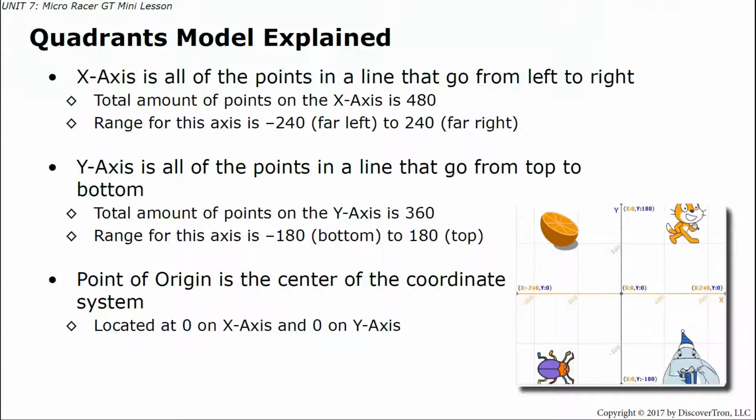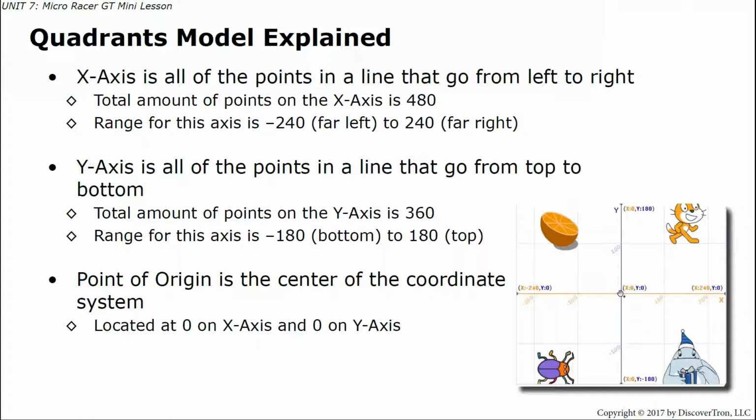Over here is going to be your quadrant 1, and this is going to be a positive x and positive y. Over here on the left is going to be your quadrant 2. This is going to be a negative x and positive y. Down here is quadrant 3. This is negative x and negative y. And then down over here is your quadrant 4, and this will be your positive x and negative y.